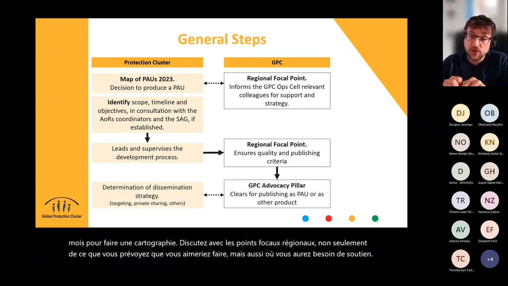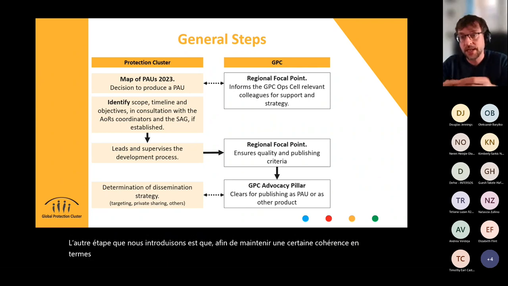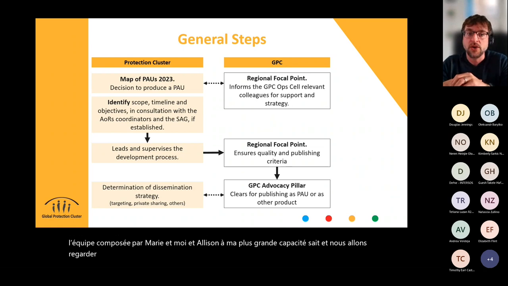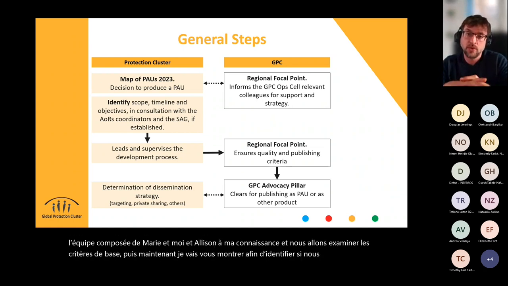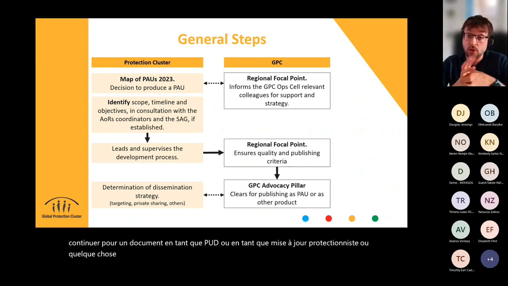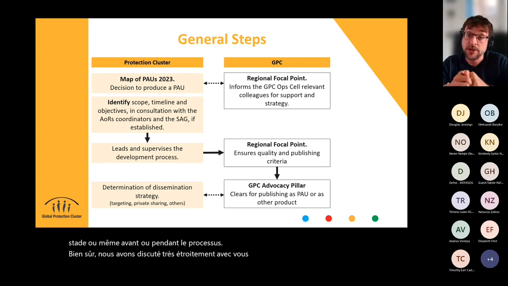As the other core step that we introduce, in order to maintain some consistency in terms of protection analysis updates on the advocacy side, the team composed of Marie, me and Alison, whom you might know, is going to look at core criteria, which I will show you now, in order to identify whether we can go ahead with a document as a PAU, as a protection analysis update, or something else. At that stage, or even before or during the process, of course, we discuss very closely with you in the country the best dissemination strategy.